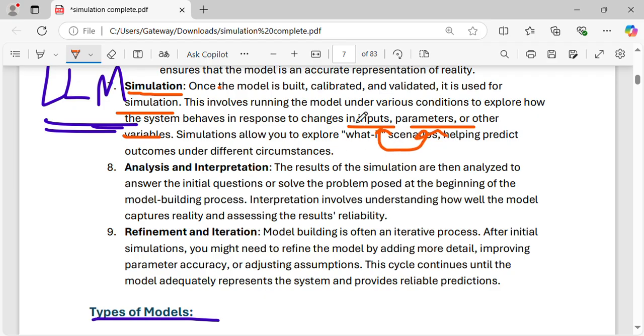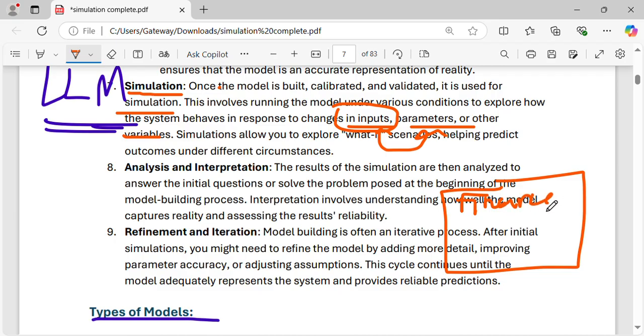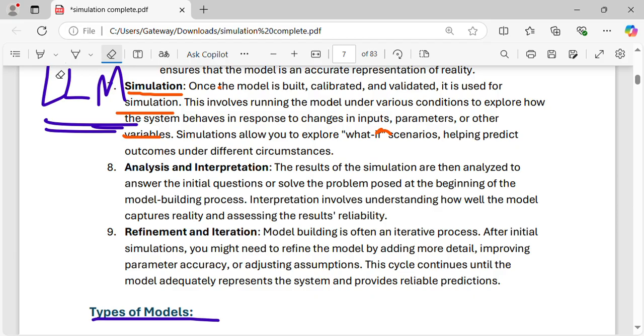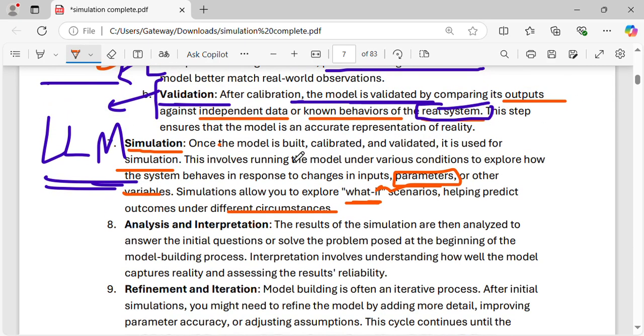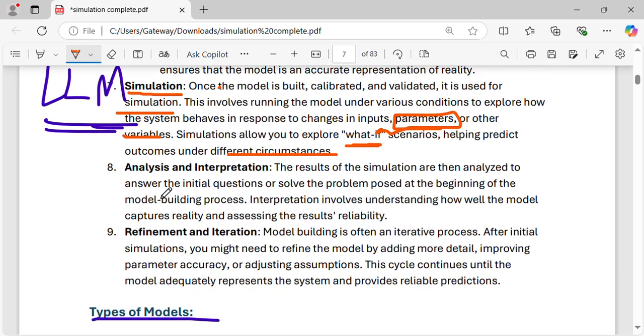Inputs can be any input you're giving to your system. This depends on the system, okay? If I'm talking about finance, the input could be the assets, the data from the bank, or the investment data, but the parameters are the specific values that we fix ourselves so that our system can work accordingly, right? Simulation is about exploring what-if scenarios, helping predict outcomes under different circumstances. So we get this simulation.